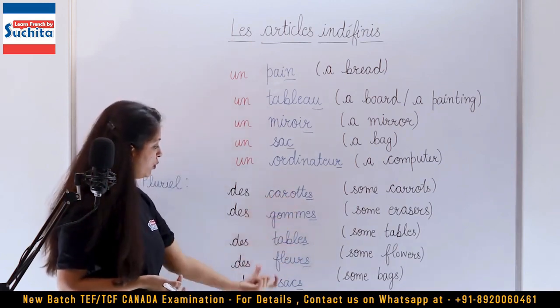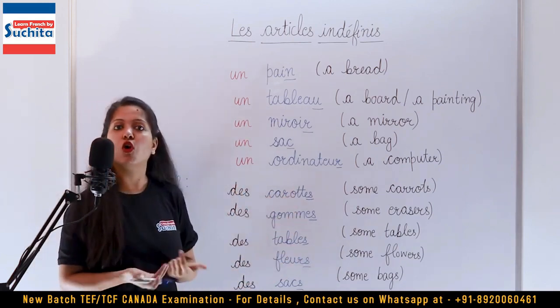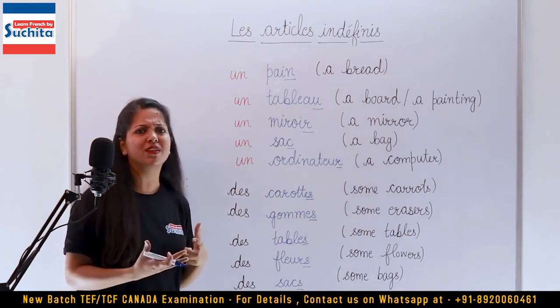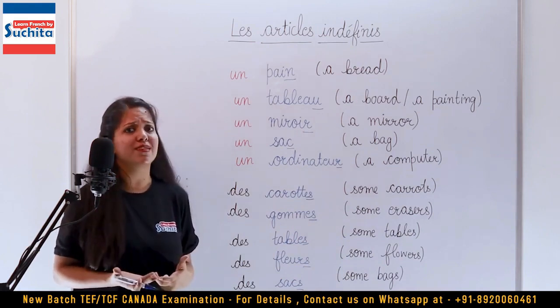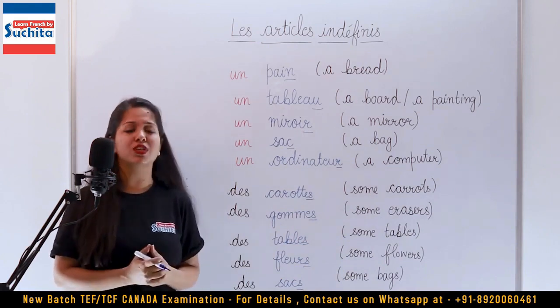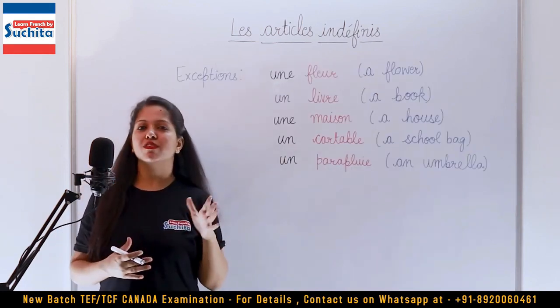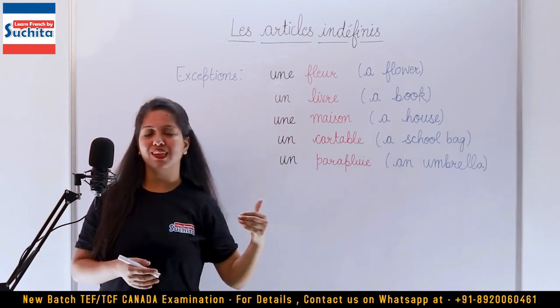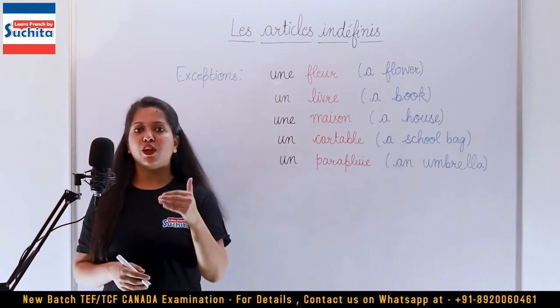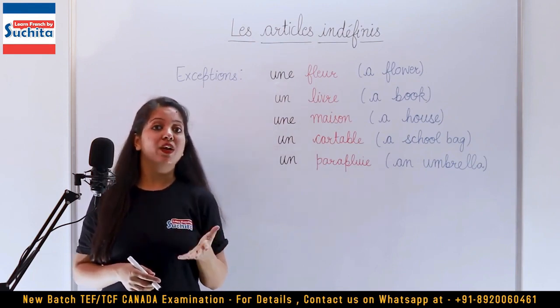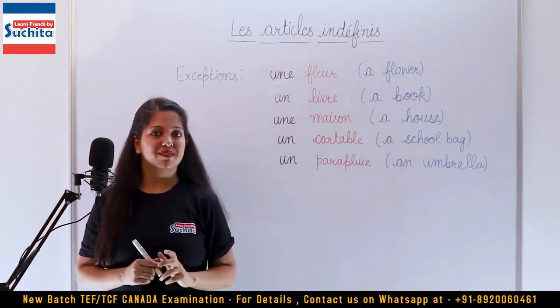So you see, all of them are plural, so I put des in front of all of them. You do not have to care about whether it is masculine, feminine, or an exception. If it is plural, you always have to put des. Now I told you 70 to 75% of the words are general. That means if they end with E, they are feminine, and if they do not end with E, they are masculine.